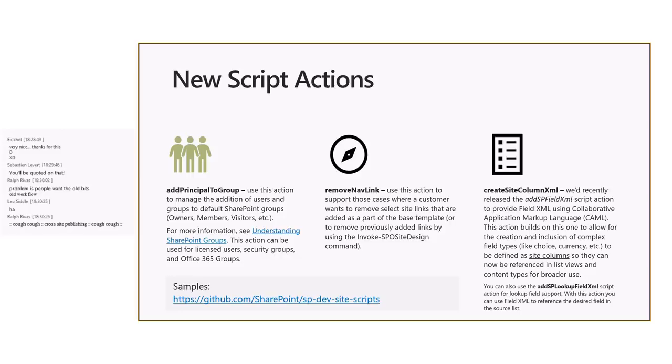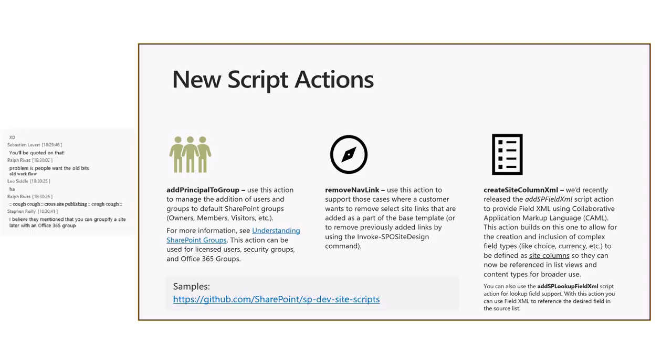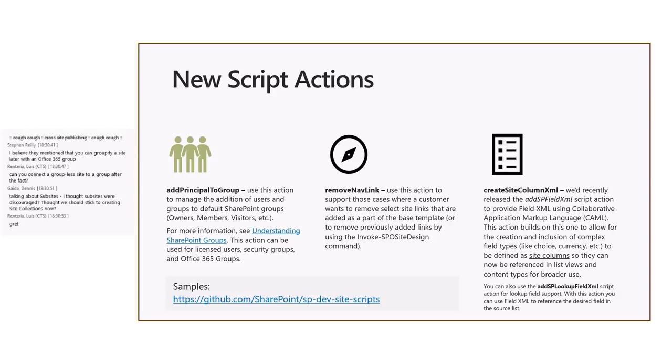All right. And finally, the last slide. New script actions. Just real quickly, a couple of these went out earlier, but some have gone out more recently. These are the three main ones: add principal to group. Fairly self-explanatory, I'll illustrate that, but that works for licensed users, security groups, and Office 365 groups. The remove nav link action was really intended so that, since you're applying a site design to one of our templates that already has a default set of site nav links, you have the ability to remove those.